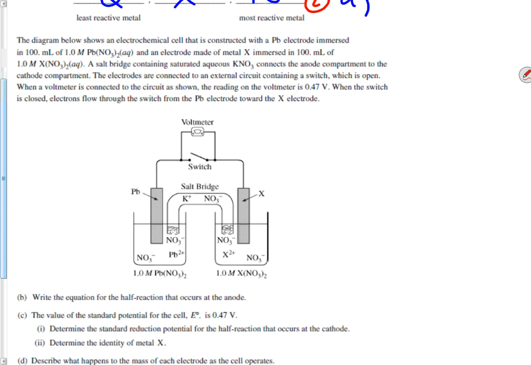When a voltmeter is connected to the circuit, as shown, the reading is 0.47. By the way, the minute that voltmeter's there, this is a spontaneous reaction. That means it's naturally occurring.